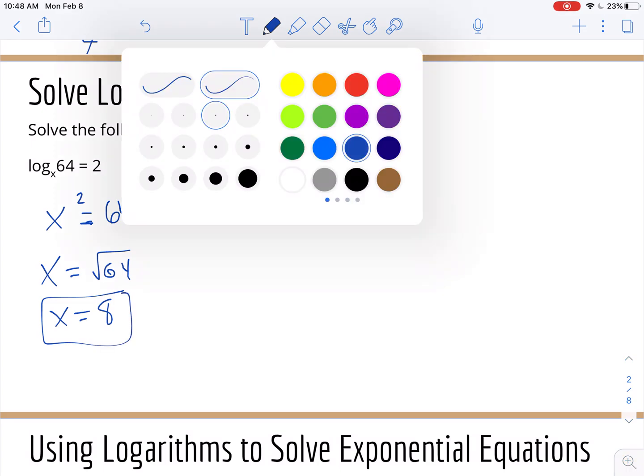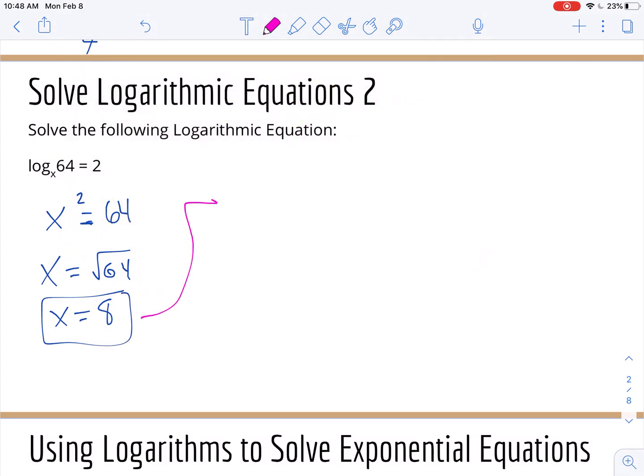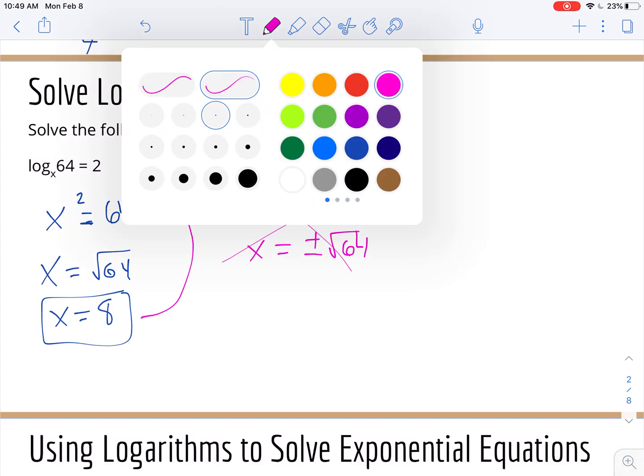Now some of you recall that, like in Algebra 2 and other places, it is drilled that when x squared is equal to 64 and you take the square root, you're taking the square root of positive negative 64. Well, we don't need to worry about this with logarithms. This is not something that we have to concern ourselves with.